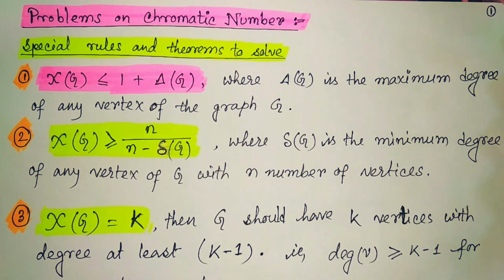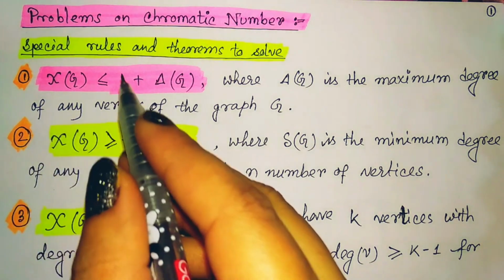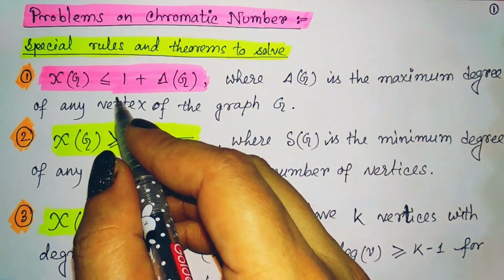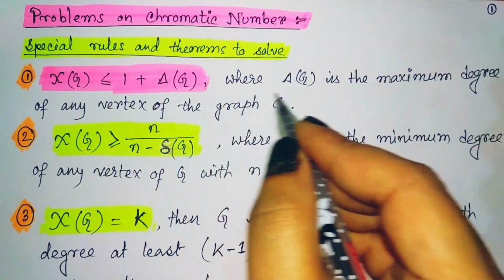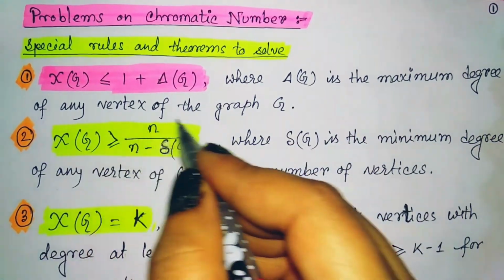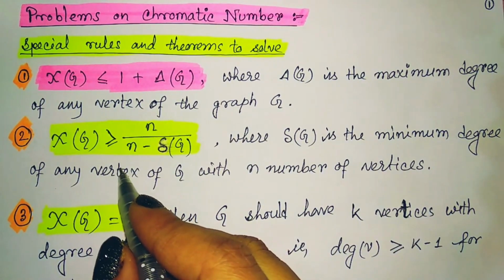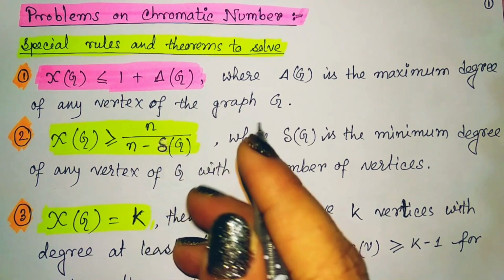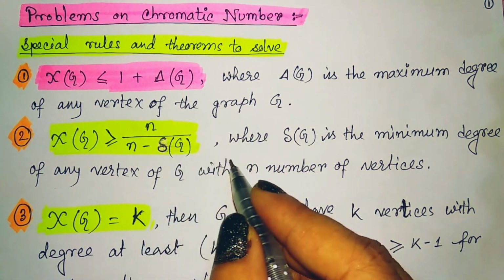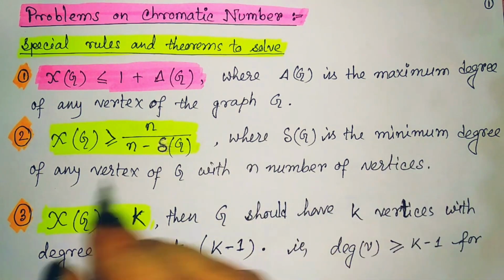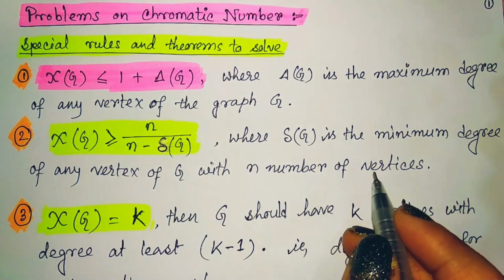In this video lecture, we are going to discuss problems on chromatic number. But before discussing the problems, we should recapitulate some special rules and theorems once more. The first rule is, chromatic number of G is always less than or equal to 1 plus delta G, where delta G is the maximum degree of any vertex of the graph G. The second rule is, chromatic number of G is greater than or equal to n divided by n minus delta G, where the small delta G is the minimum degree of any vertex of G and n is the number of vertices.